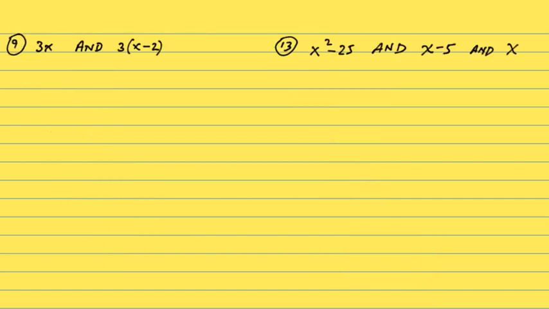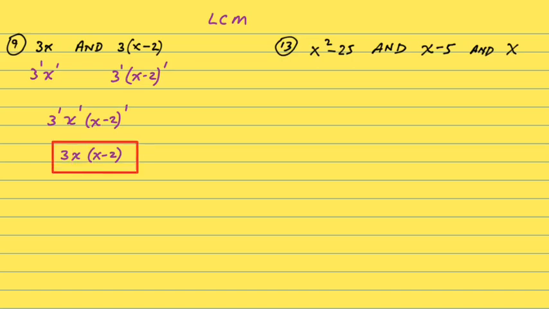These want LCMs, the least common multiple. So you have 3 to the first, x to the first, 3 to the first, x minus 2 to the first. Highest power of 3, highest power of x, highest power of x minus 2. So this is your least common multiple, or would be, if these were your denominators, that would be your common denominator.